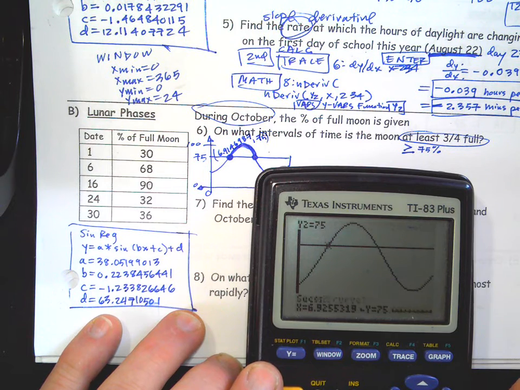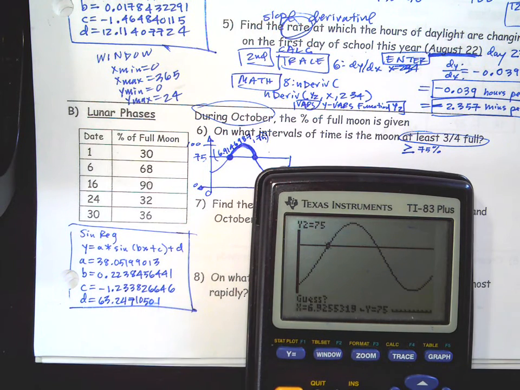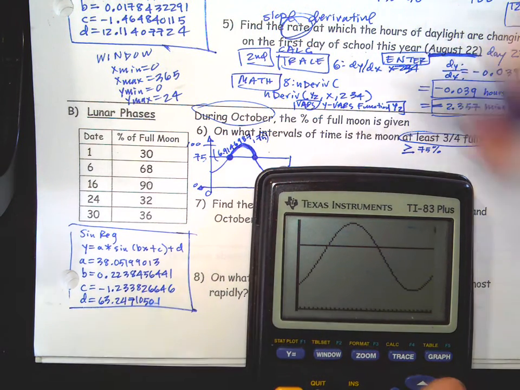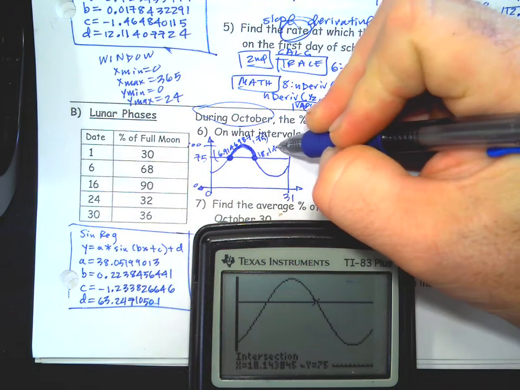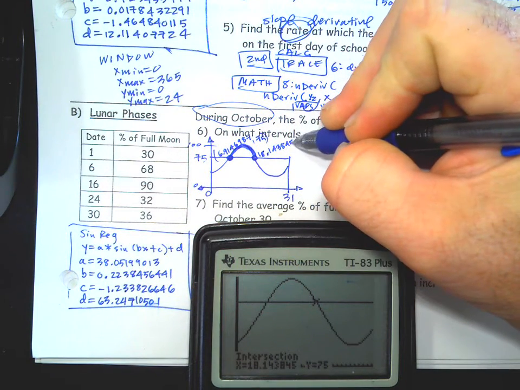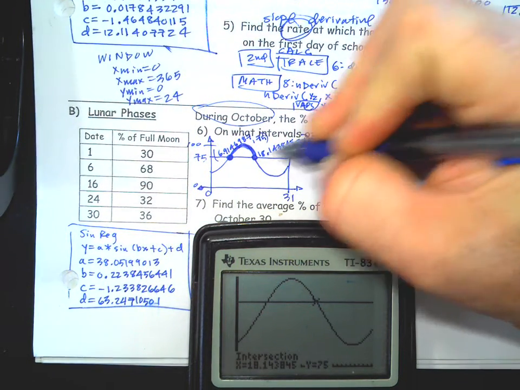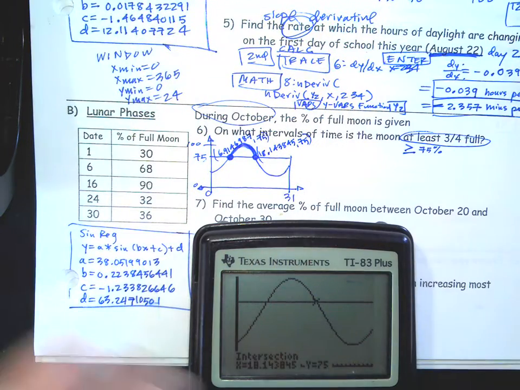First curve, second curve. This looks like it's around 16 maybe, because this is 0 to 31. Let's pass out. It's 18.143845, comma 75. Now the y value should be 75 because it's an intersection with that line.